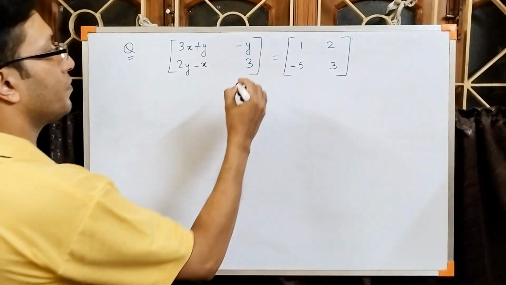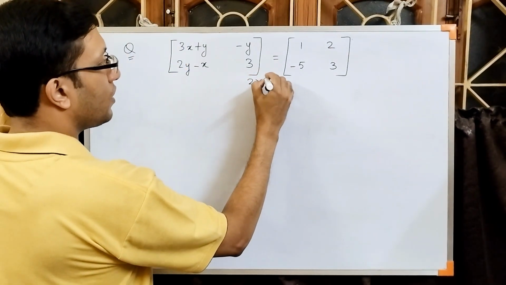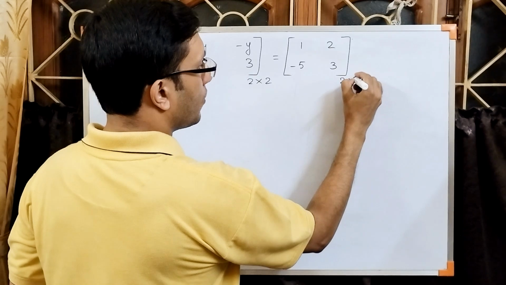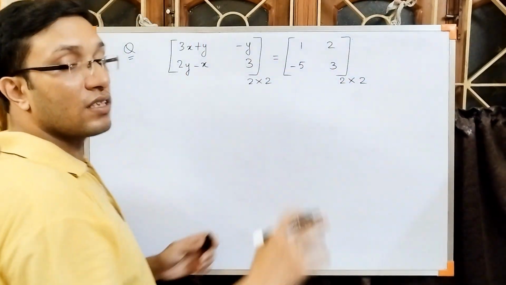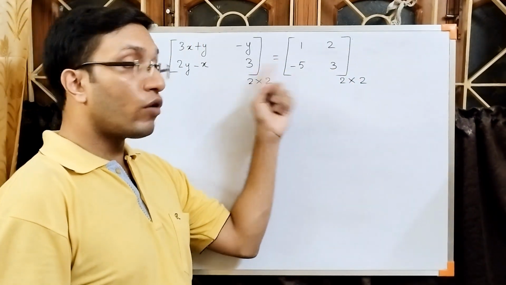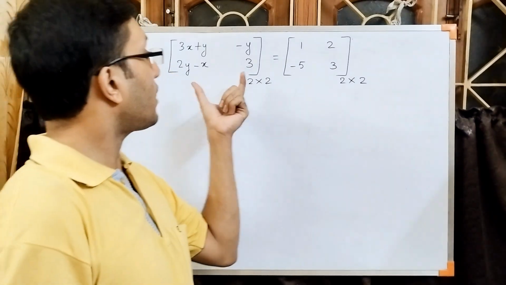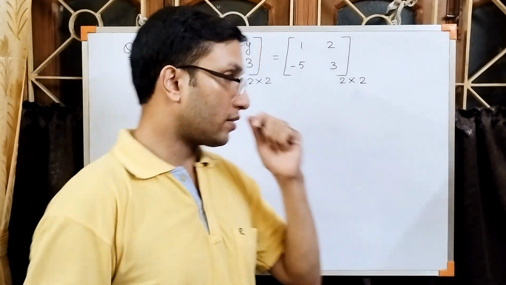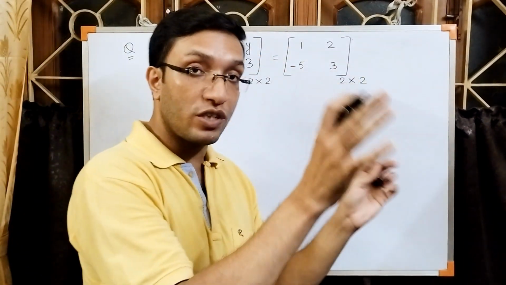So on both the left and right hand side, the order of both these matrices are 2 cross 2. Therefore they are comparable. That means we can compare this matrix with this matrix according to their respective positions.